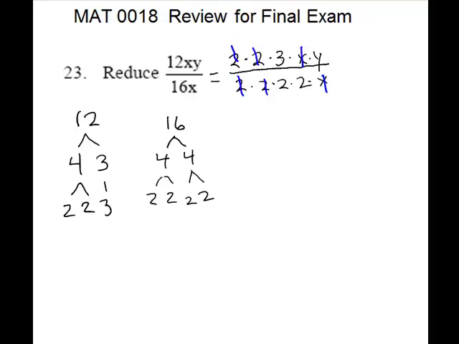have left. On the numerator, we have a 3 and a y. It should stay on the numerator. On the denominator, we have 2 times 2, which gives us 4. So we have reduced to lowest terms.